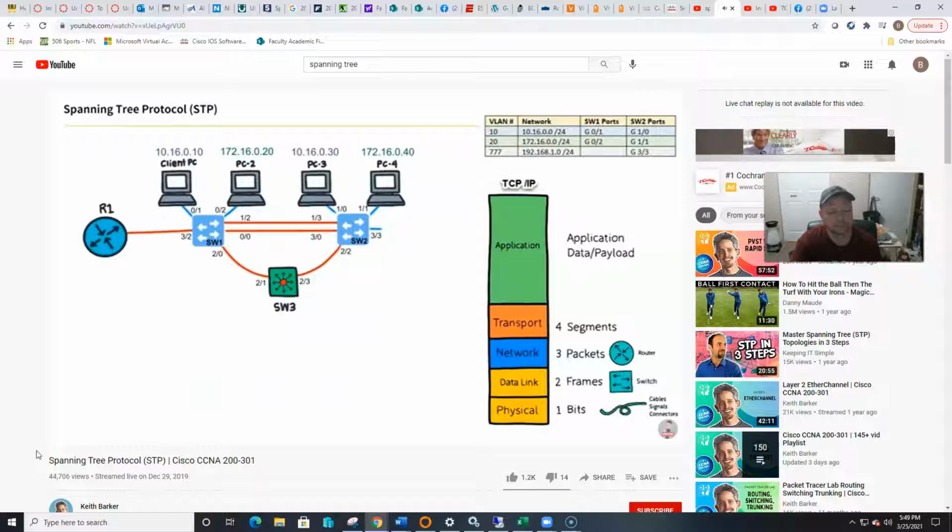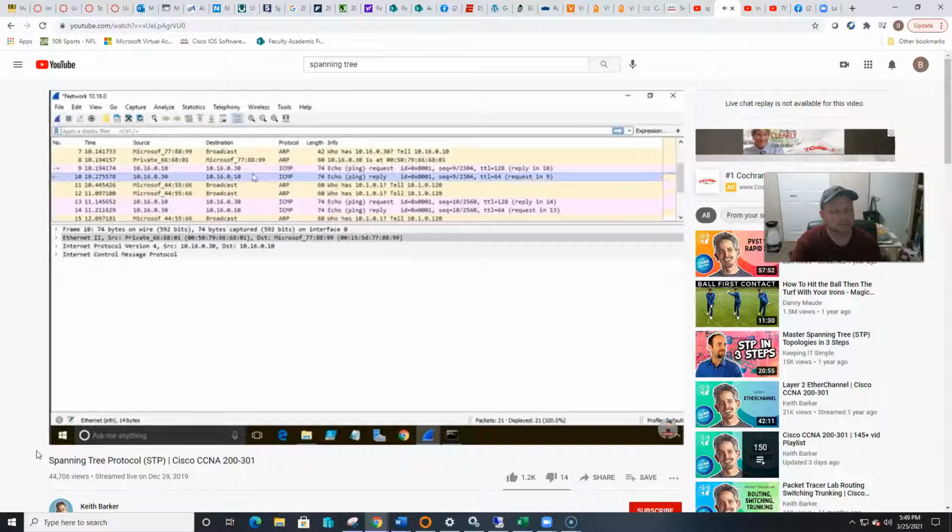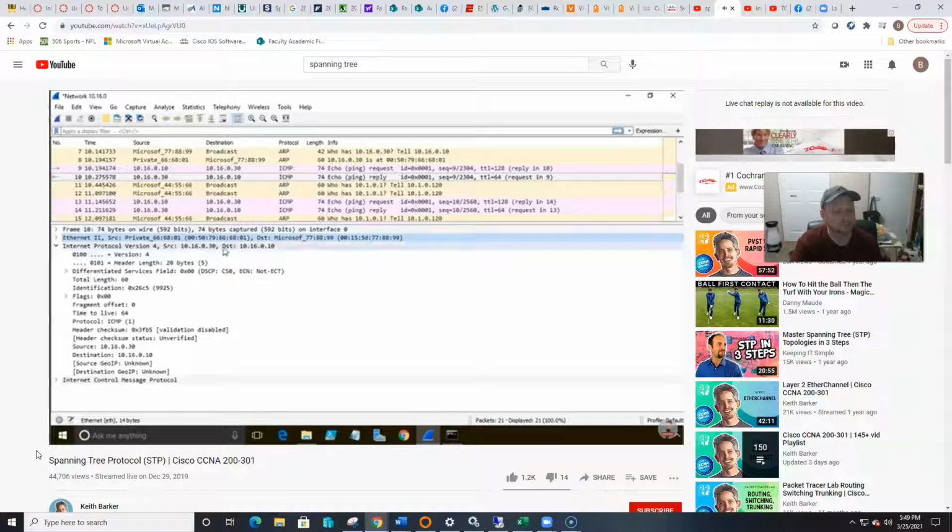If we look at the client PC once again, and we just look at any one of these packets. So this is a ping reply. See, at layer 3, for the IP information at layer 3 in the protocol stack, we have this really cool field, which is right here. It's called time to live.